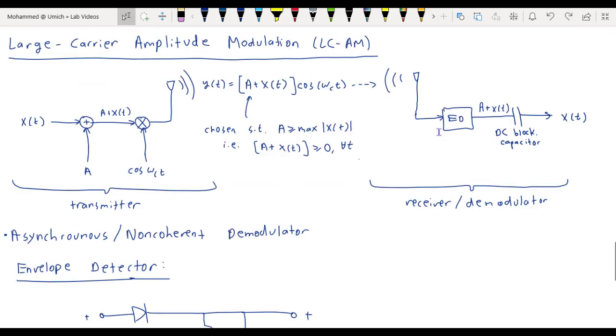Assuming that the envelope detector behaves ideally, the output of the envelope detector would be exactly a plus x of t, which means that by adding a DC blocking element, we would cut the DC component of this incoming signal, and we would obtain the original signal x of t.